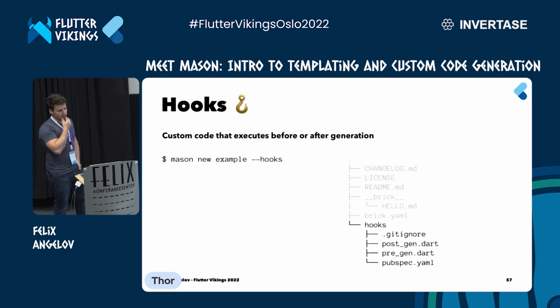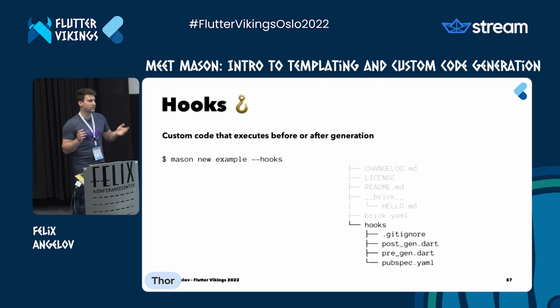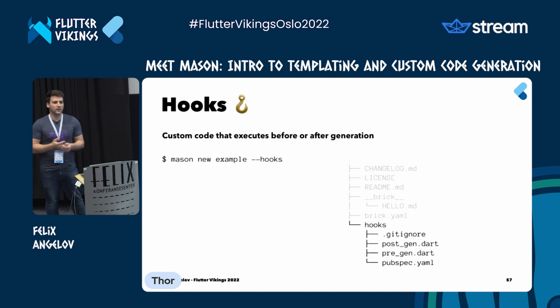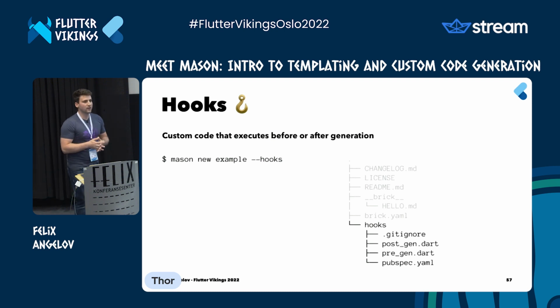The easiest way to describe hooks is a way to execute code either right before or right after code is generated. So think about if you had the ability to write your own custom code that had access to all the variables, could mutate variables, could do whatever you want, either right before or right after Mason does its code generation step. And that's what hooks are.